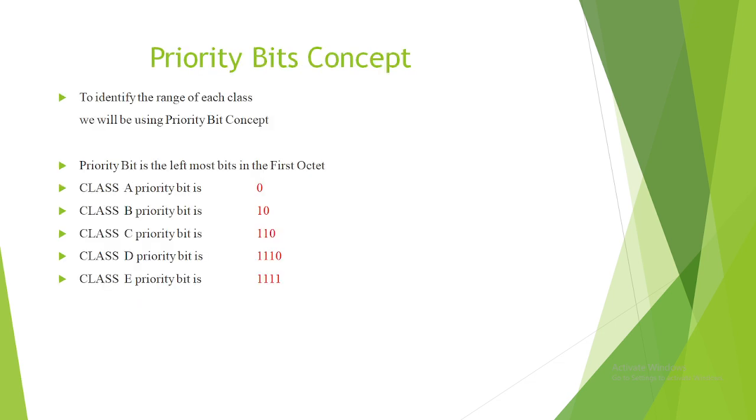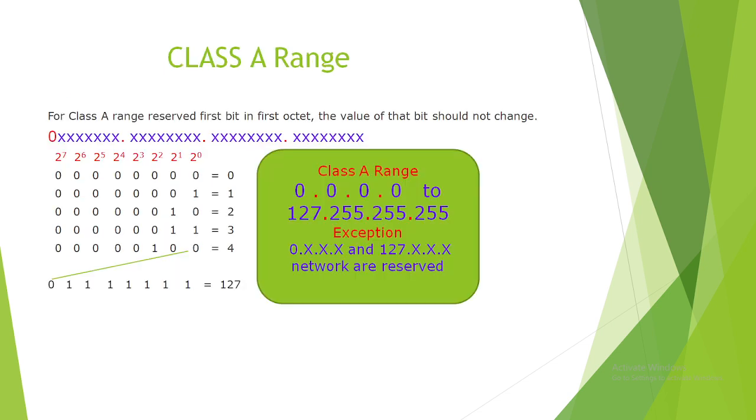We use the priority bit concept to identify the range of each class. The priority bit is the leftmost bit in the first octet. Class A has priority bit 0, Class B is 10, Class C is 110, Class D is 1110, and Class E is 1111. These are the priority bits we are using for the concept.